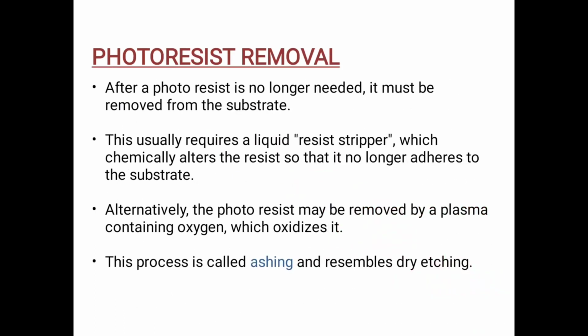Photoresist removal. After a photoresist is no longer needed, it must be removed from the substrate. This usually requires a liquid resist stripper, which chemically alters the resist so that it no longer adheres to the substrate. Alternatively, the photoresist may be removed by a plasma containing oxygen, which oxidizes it. This process is called ashing and resembles dry etching.